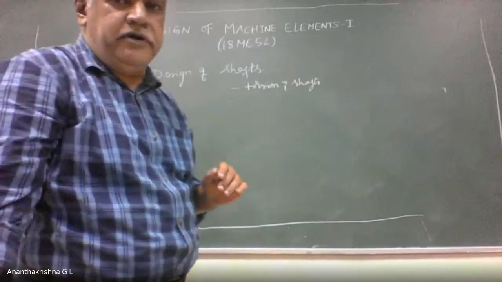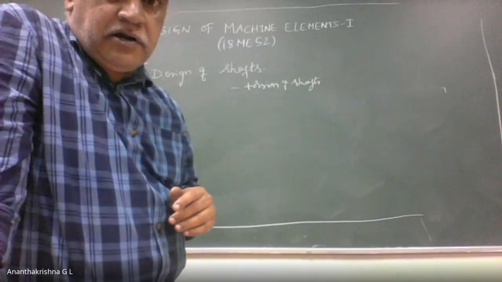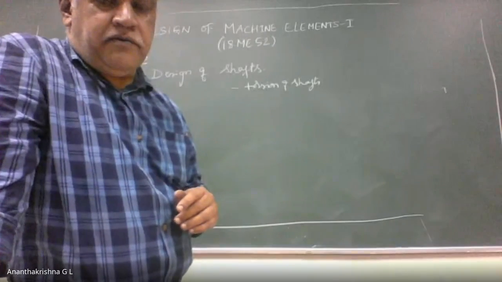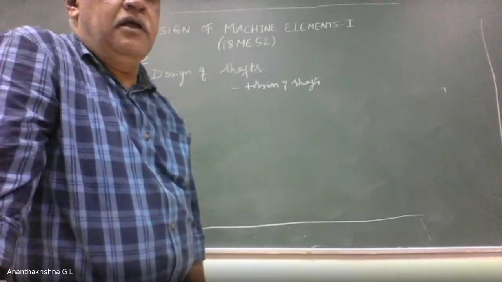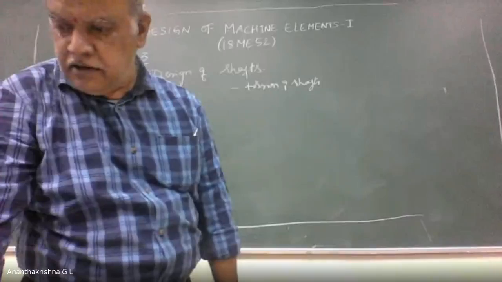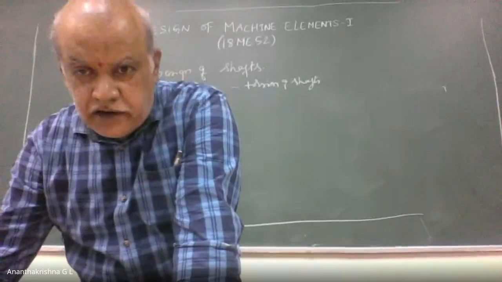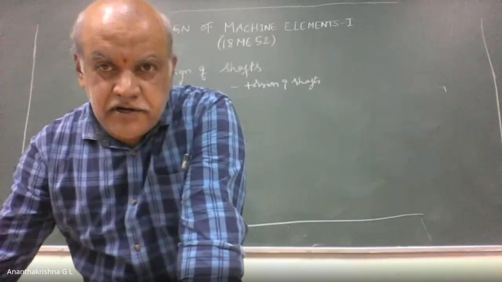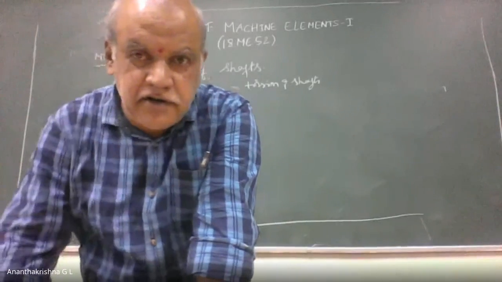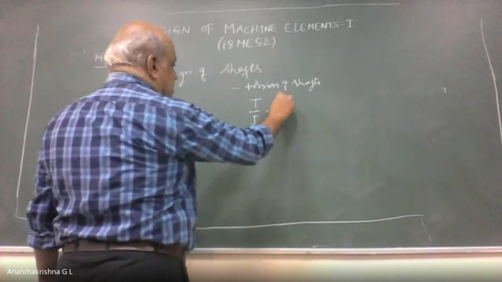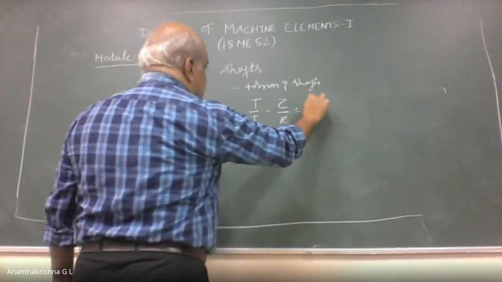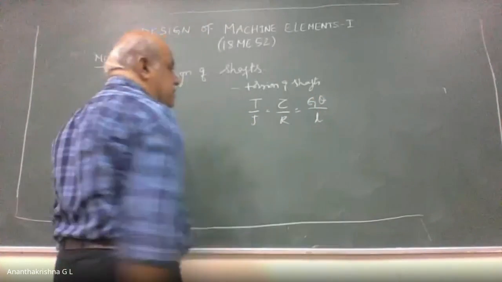Have you learned torsion of shafts in mechanics of materials? Yes, sir. What have we learnt in torsion of shafts? The torsional equations. What is the torsional equation? T by J is equal to tau by R is equal to G theta by L.